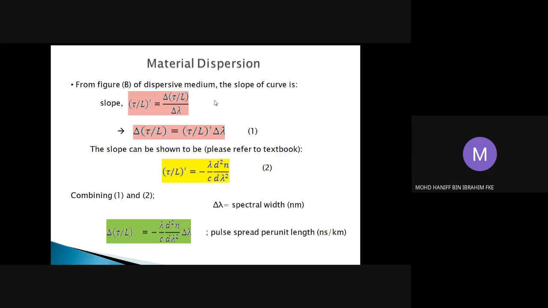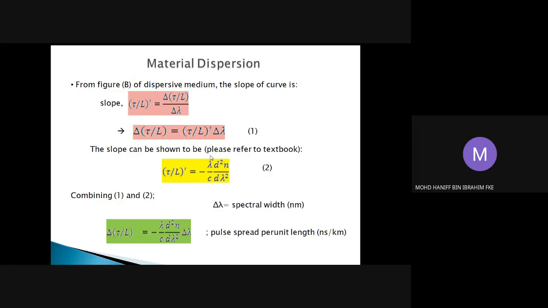Okay, so we're going to have this equation. This can be manipulated to give us delta tau over L will be tau over L prime multiplied with delta lambda. I'm not going to cover this equation in detail, but it can be obtained that tau over L prime will be negative lambda over c, d squared n over d lambda squared.